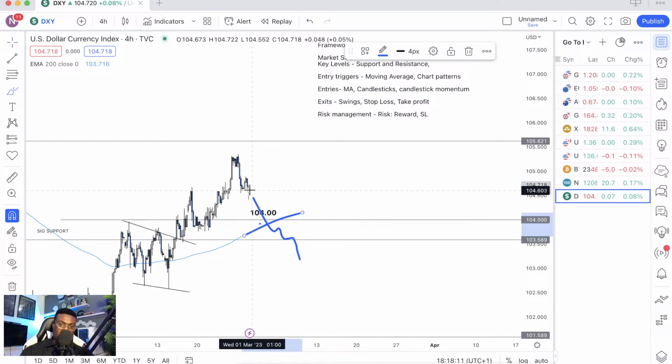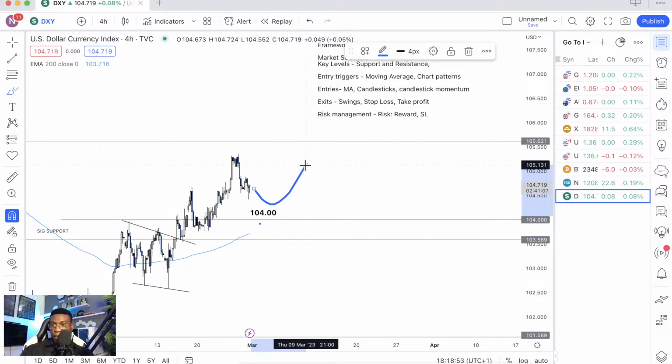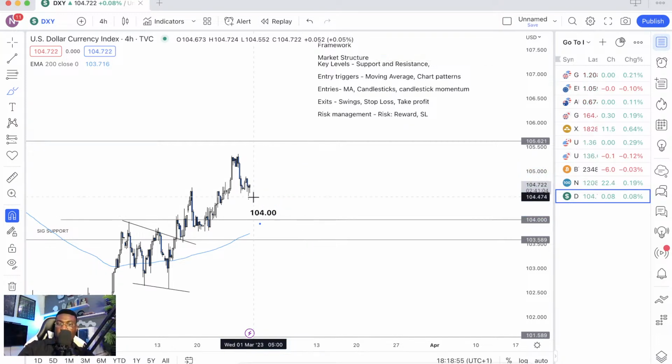But until then, I'll just be patient to see if the market is trying to create a higher low here and move to the upside again to create a higher high at that yearly high. Or another thing that I can be patient for is to see if the market can rally to this downside and push back up again. So that's my clear thoughts on the dollar index.